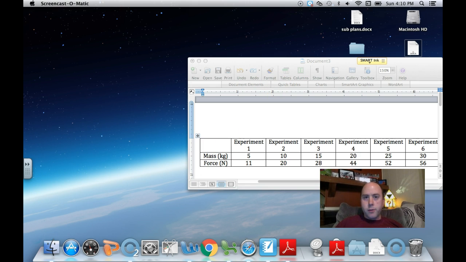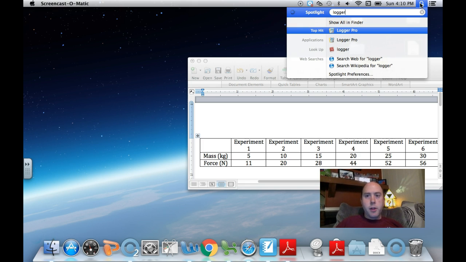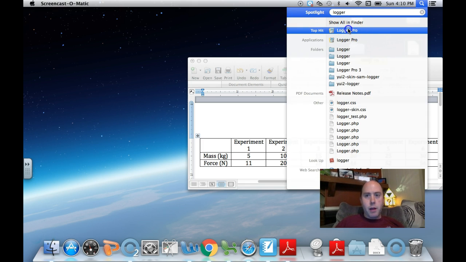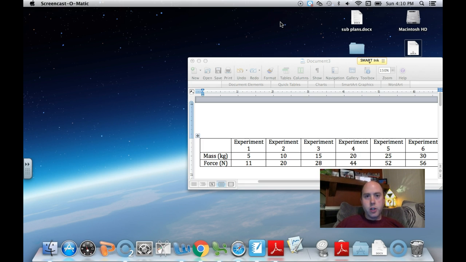So to do this, the first thing we're going to do is go to the magnifying glass up here in the top right, and we're going to type in Logger Pro. If you just type in Logger, usually it should pop up right away. Just click it, give it a little bit, and it should open.